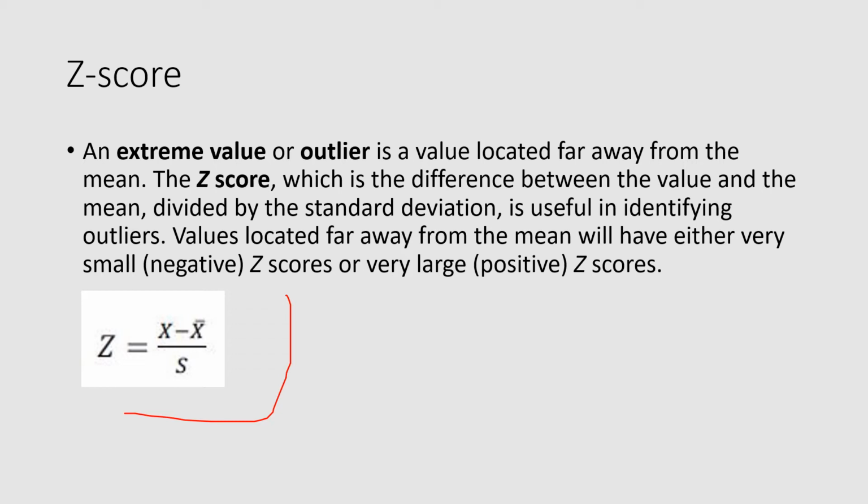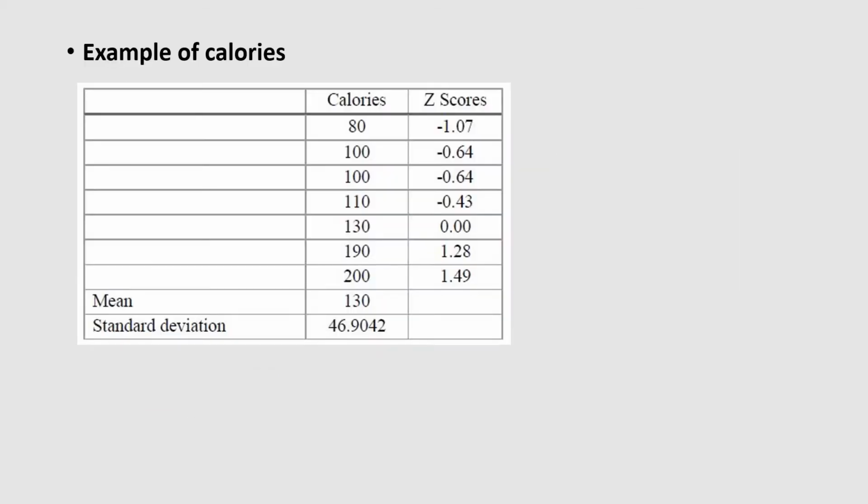Okay, again, the function of the z-score is to minimize the effect of extreme values or outliers that are given in our data set. Okay, this is an example. Here are the normal scores that we get. If you remember the cereal data, these are actually coming from the cereal data, and you get the mean here, x bar: 80 plus 100 plus 100 plus 110 plus 130 plus 190 plus 200, divided by 1, 2, 3, 4, 5, 6, 7 scores.